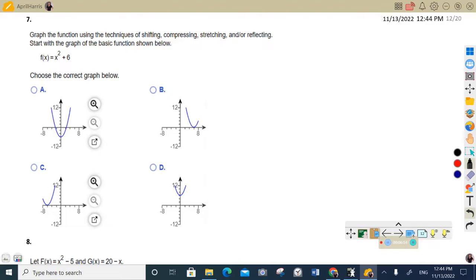Okay, question 7. I want you to graph, and it's multiple choice, so it's f of x equals x squared plus 6. So that's going to be a parabola that's been shifted up 6 units. So the answer is going to be D. Remember, you have a graphing calculator, so you could graph that on your y equals screen in Zoom Standard.